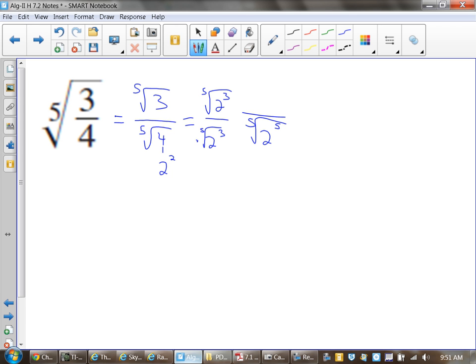So, what's 2 to the third? What's 8 times 3? 24. So I have the fifth root of 24. So this becomes fifth root of 24 over 2. And that's about as ugly as this stuff becomes.